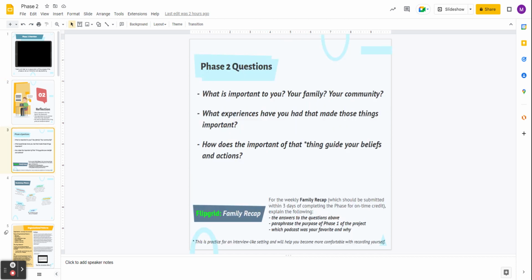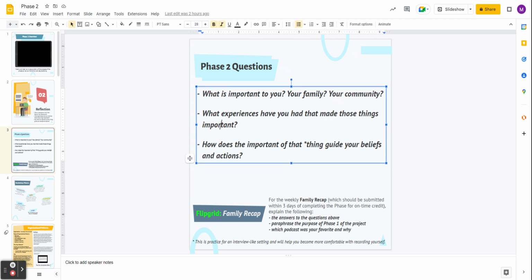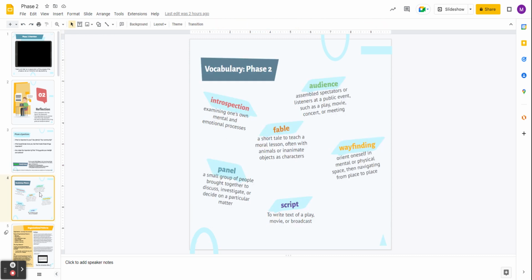So remember, you have your family Flipgrid. You're going to explain these things. What is important to you? What experiences have you had that made those things important? And how does that important thing guide your beliefs and actions?